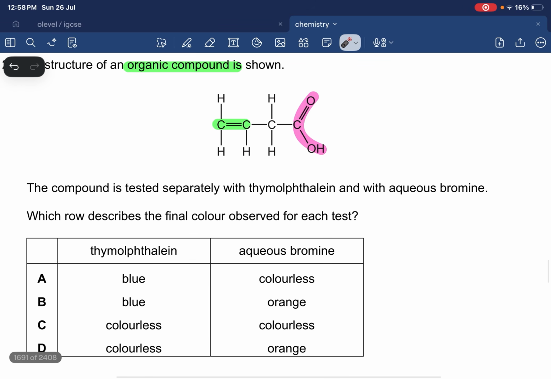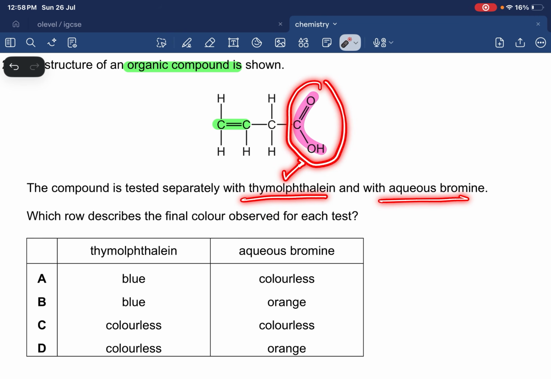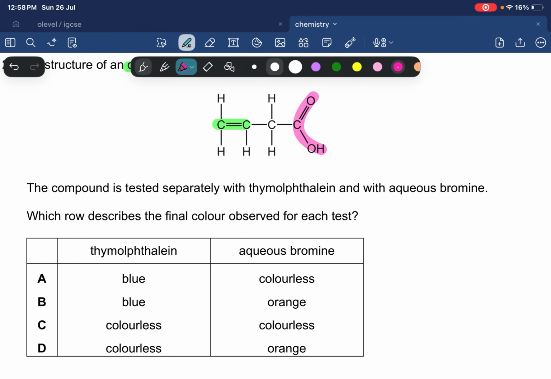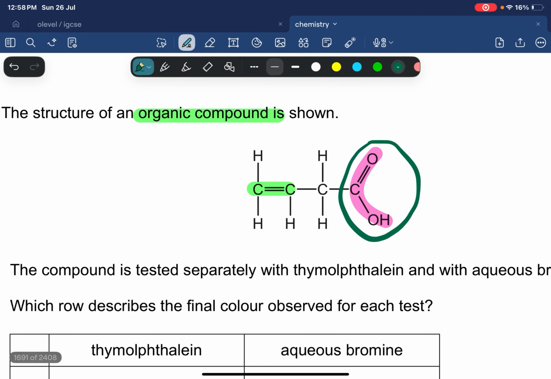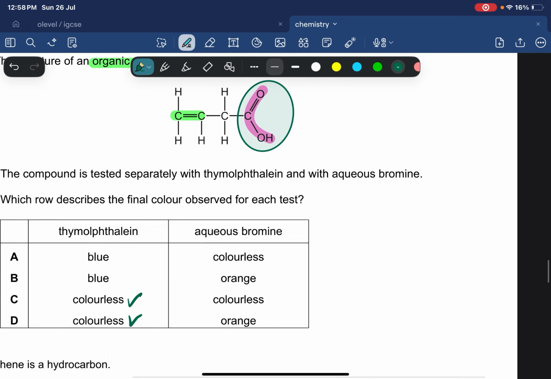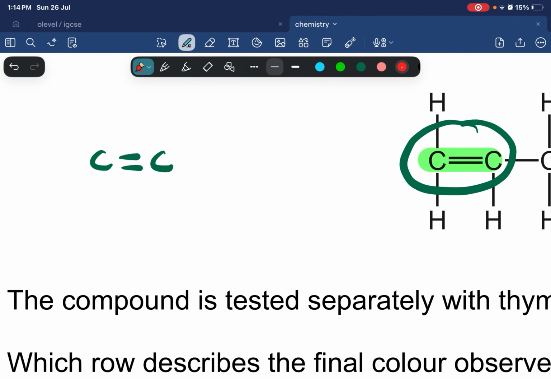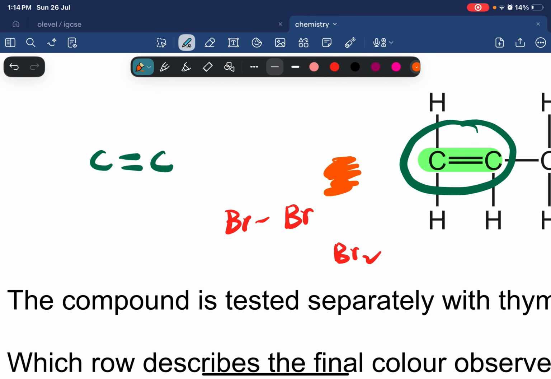The compound is tested separately with thymolphthalein and with aqueous bromine. Now you should know that thymolphthalein is an indicator. An indicator has colors in acids and bases, and over here this is an acid group. So you have to learn that thymolphthalein is colorless in acid and blue in alkali. For acid, it has to be colorless, because we have an acid functional group over here. The second thing is aqueous bromine. You should know this unsaturation over here. And if you add bromine, so basically this is Br2, the bromine that you see in orange color, or reddish brown color, whatever color you see.